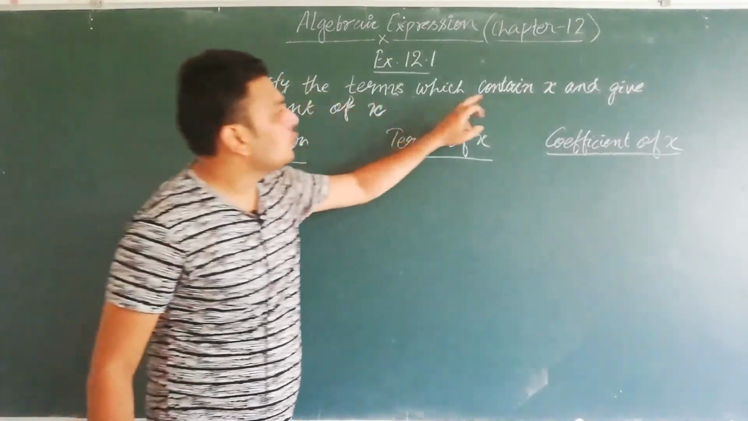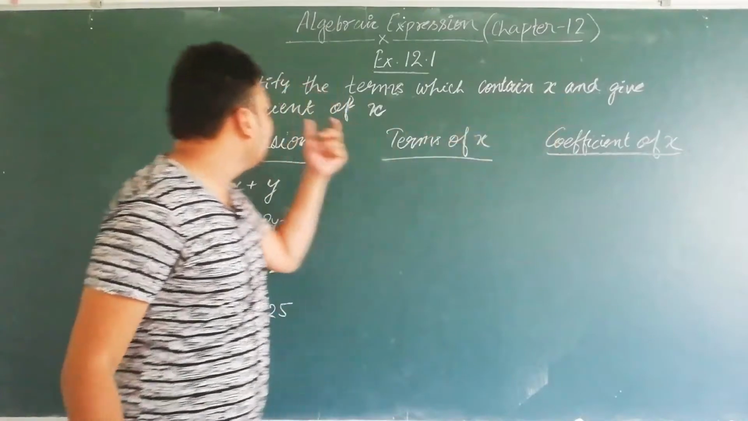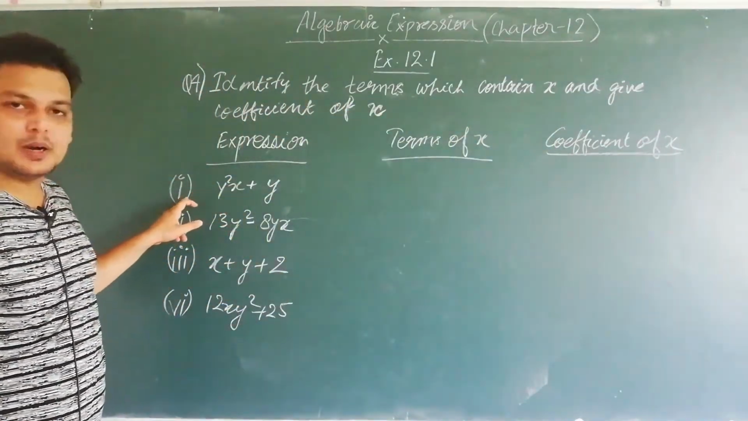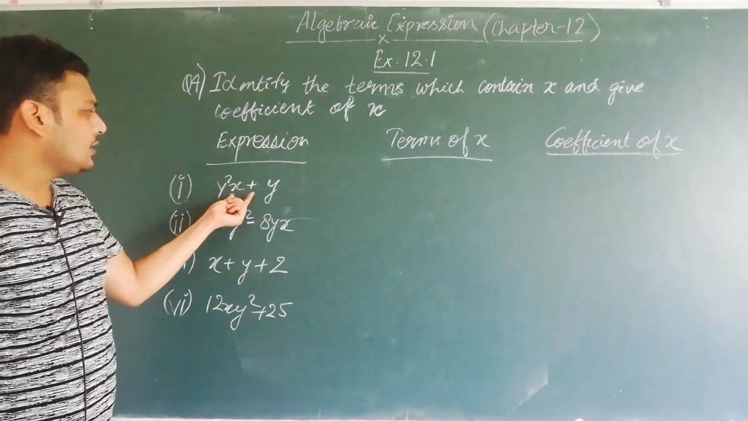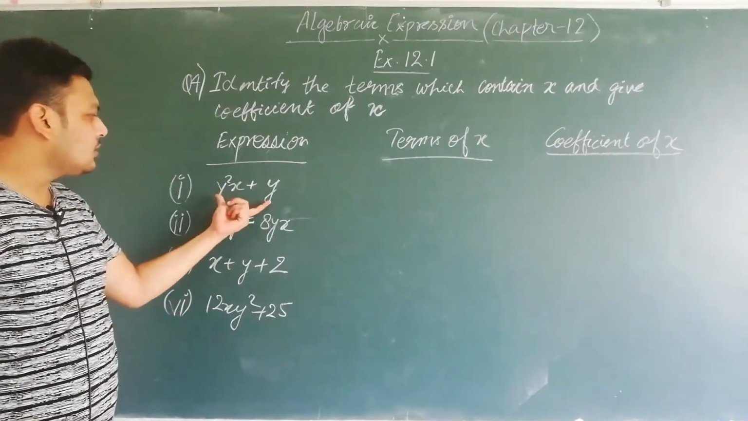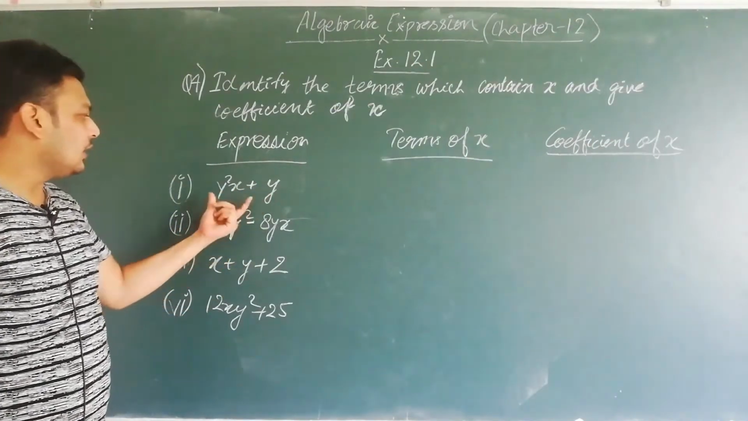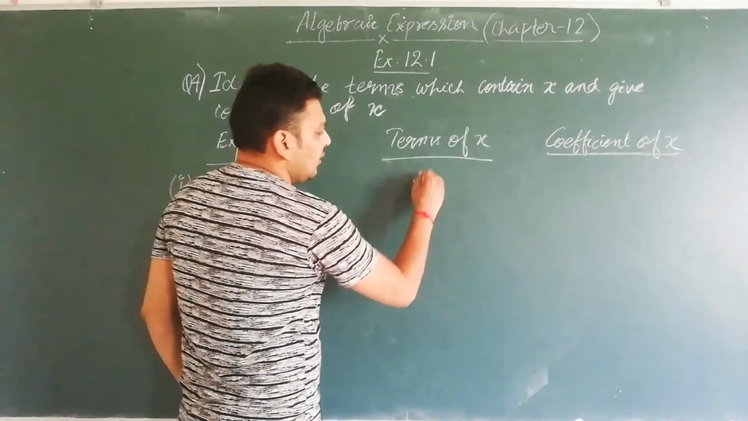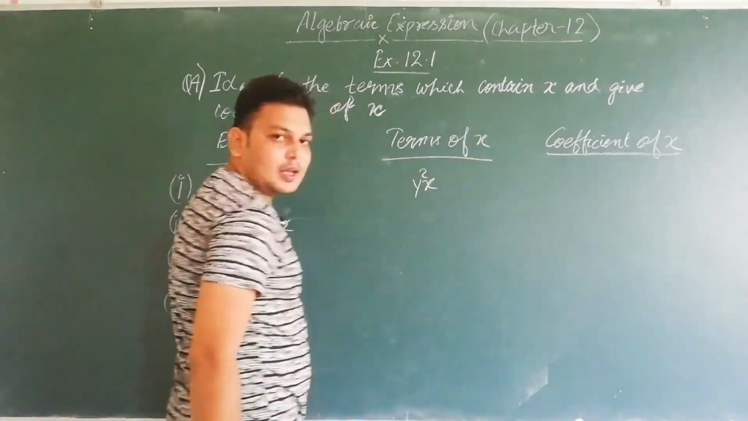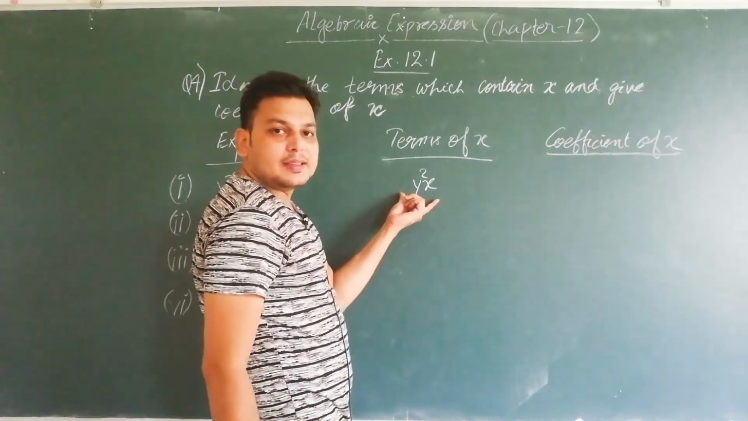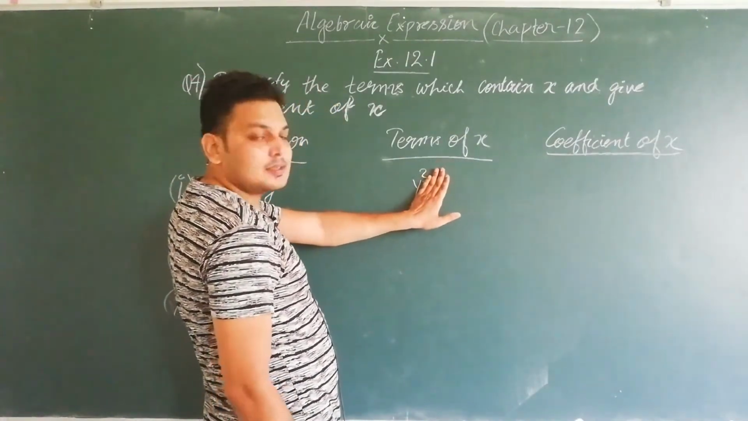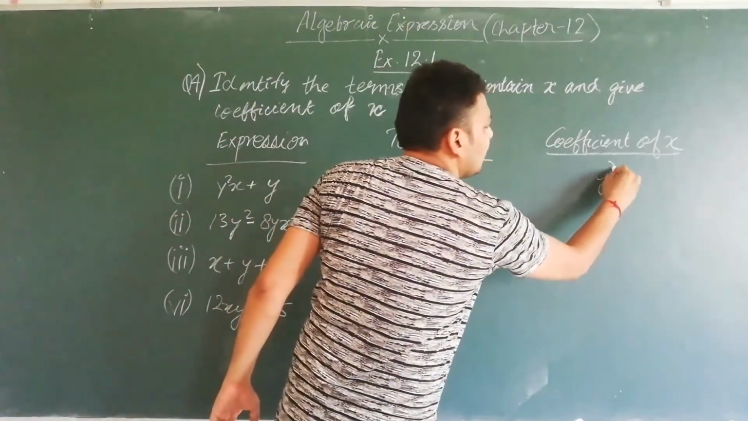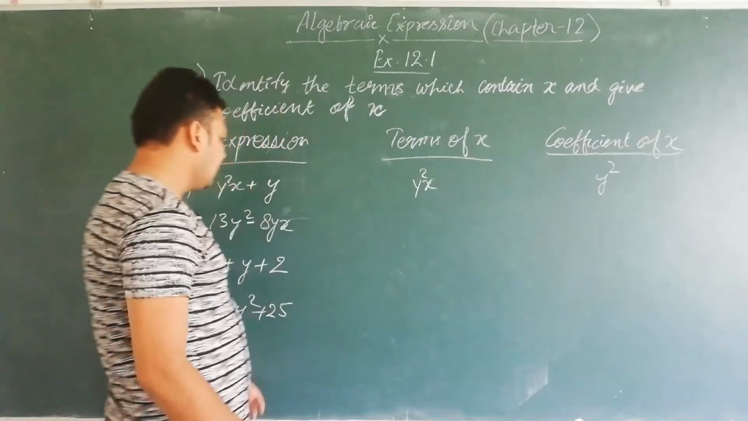Okay, now let's do question number 4. Identify the terms which contain x and give the coefficient of x. So I am doing the first part, y square x plus y. In this expression, the term which is having x is y square x, and the coefficient of x is: just hide x and whatever is left is known as coefficient. So here y square.